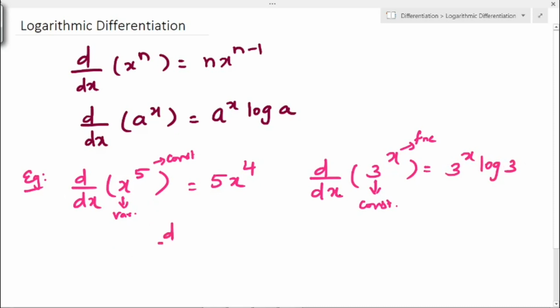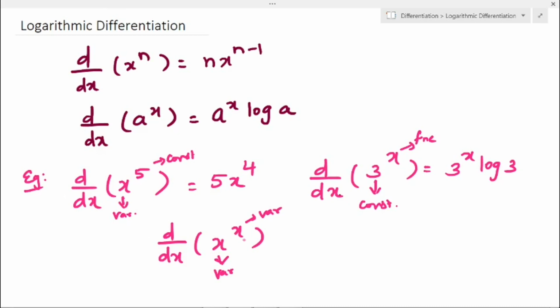Next, suppose if we have d by dx of x power x. See, both are variables: the base value is a variable, and the power also is a variable. If this is the case, we have to take log on both sides. That is, functions involving variable exponents can be differentiated by taking log of these functions. Now we will solve some examples based on these types of problems.